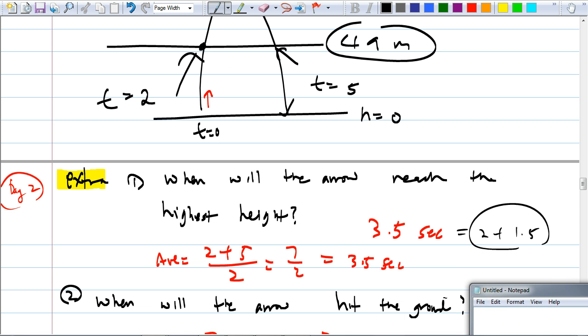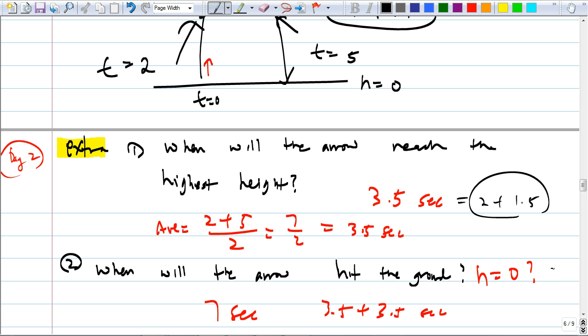When will the arrow hit the ground then? Just by looking at this, you can sort of figure this out. If it took 3.5 seconds to get up to the highest place, it's 7, because it took 3.5 to reach the highest point. Guess what? It's going to take the same amount of time to come down. So 3.5 to reach the highest, and as it comes down, it's going to take 3.5. So 7 seconds is the total. Does that make sense? Yes.